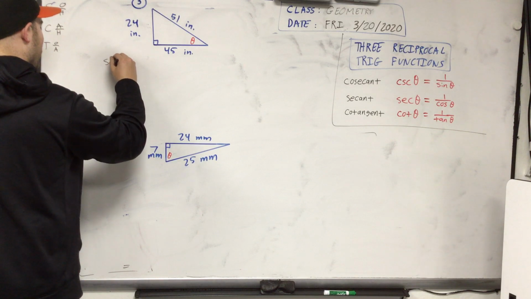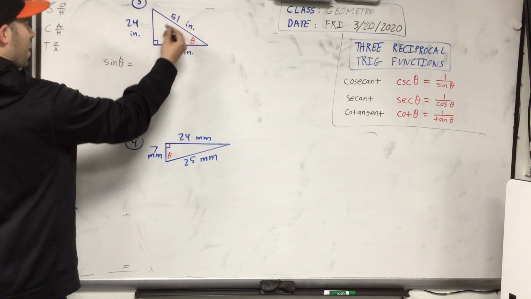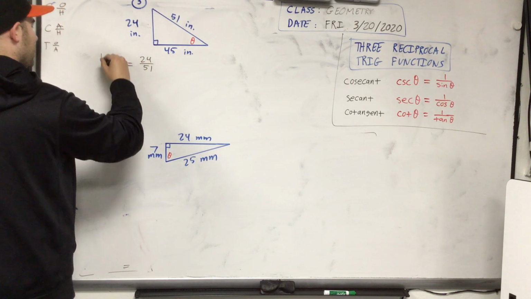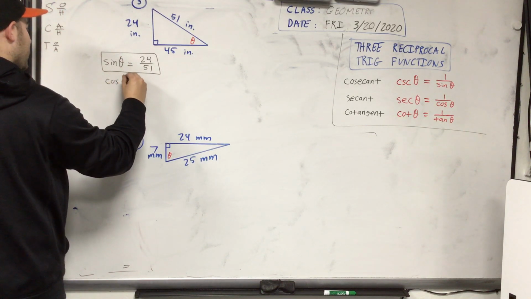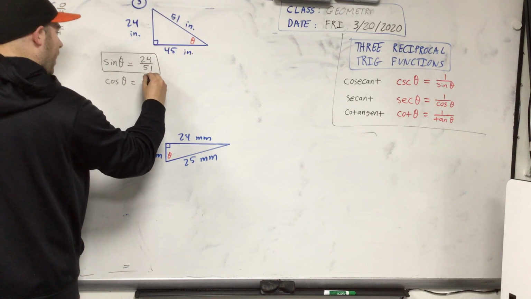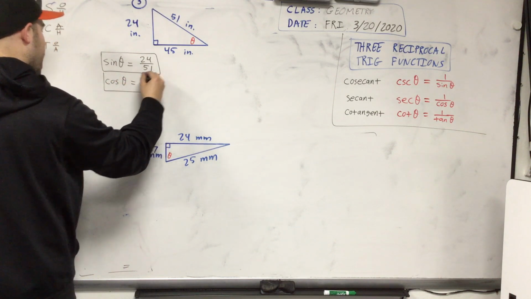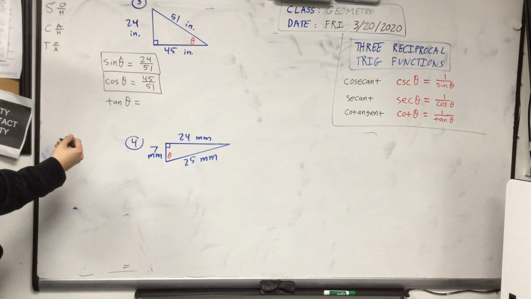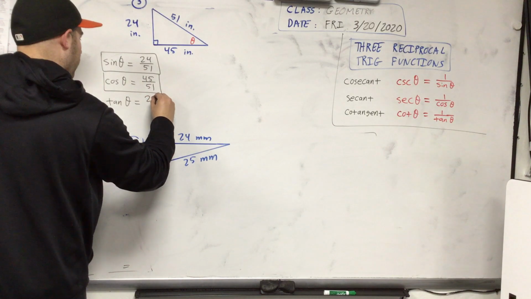So the sine of angle theta in this diagram is opposite over hypotenuse, or 24 over 51. The cosine of angle theta in this diagram is the adjacent to its hypotenuse, or 45 over 51. The tangent of angle theta would be opposite over adjacent, so that'd be 24 over 45.